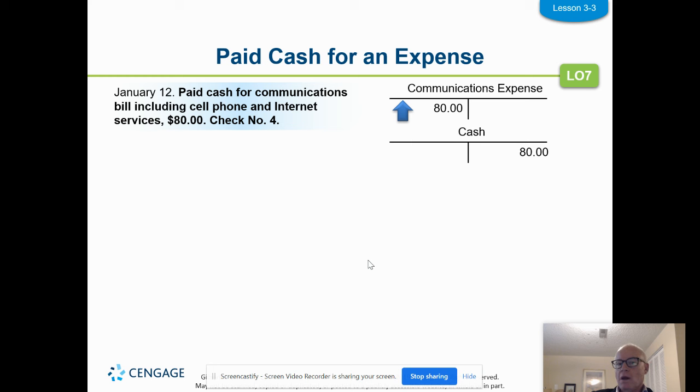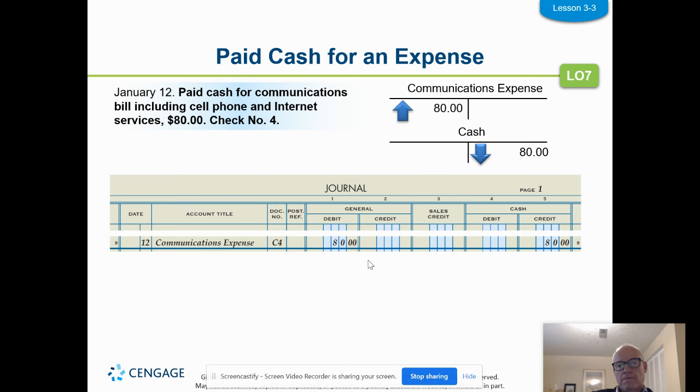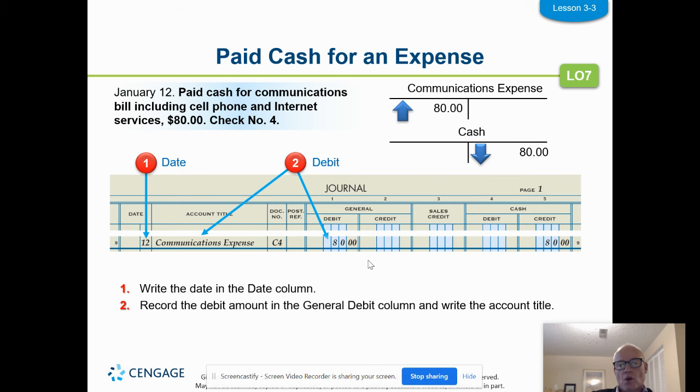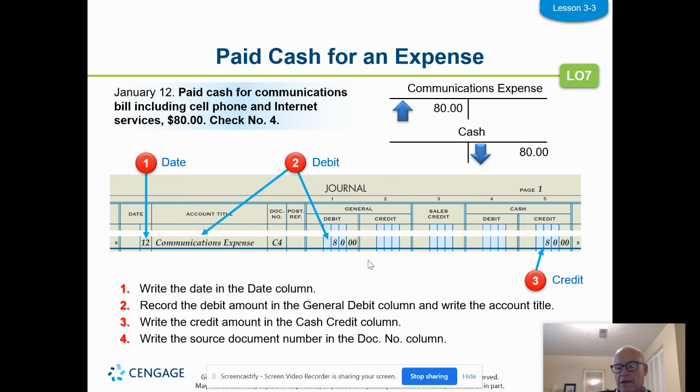Cash went out the door. We decrease cash with a credit. And it looks like this. Write the date in the date column. We debit the communications expense, $80. We write in the account title because we're putting $80 in the general debit column. Every time we put anything in debit or credit for general, we have to write in the account title in our multi-column journal. Then, of course, we're crediting cash for $80. We already have a special account for that. Then we write the source document, check 4, in our source document column.